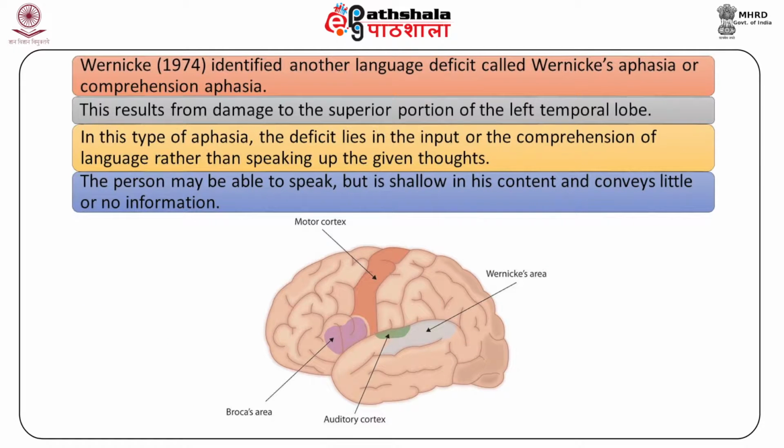Wernicke identified another language deficit called Wernicke's aphasia, or comprehension aphasia. This results from damage to the superior portion of the left temporal lobe. In this type of aphasia, the deficit lies in the input or the comprehension of language rather than in speaking up the given thoughts. The person may be able to speak but is shallow in his content and conveys little or no information. The right hemisphere is specialized less to what words are being said than to how the words are meant.